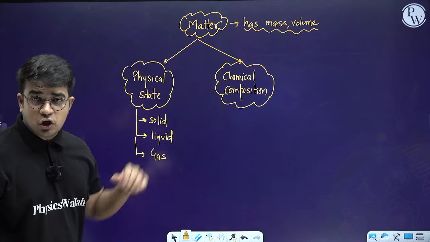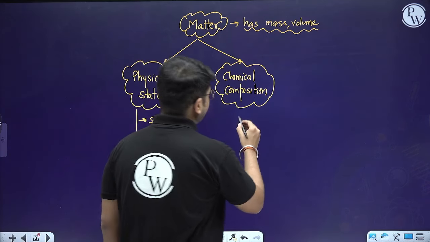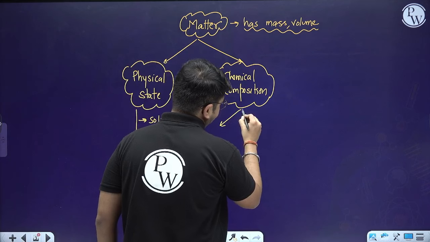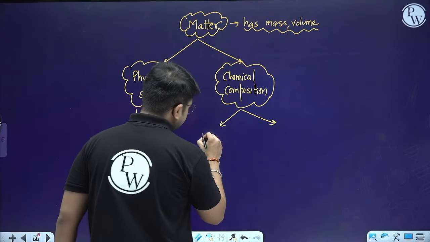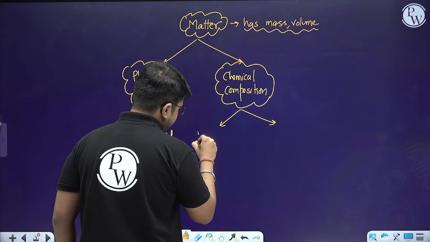Okay, if I talk about chemical composition, you can again divide the chemical composition into two parts. First one is pure substance.